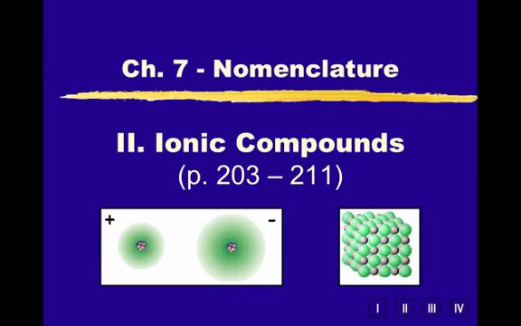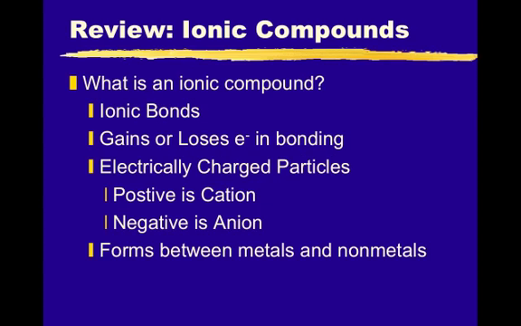Alright, Chapter 7, Part 2, Ionic Nomenclature. Remember, ionic is dealing with a metal and a nonmetal. Let's look and review what an ionic compound is. They form ionic bonds, meaning that they lose or gain electrons.